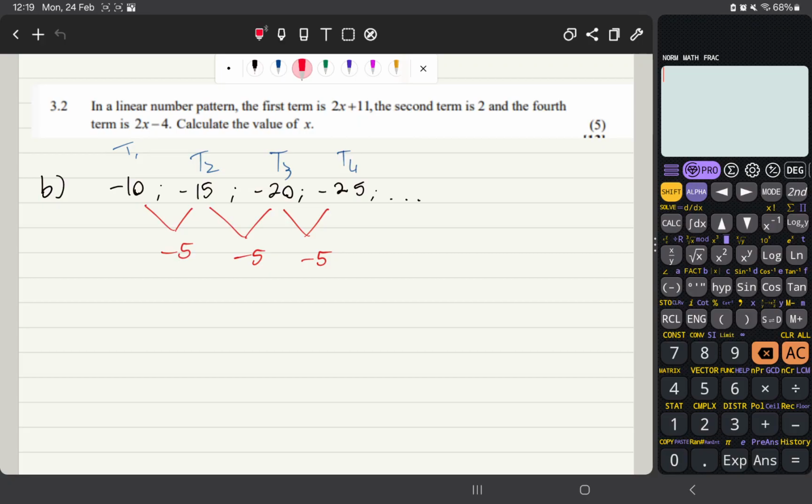Let us take T3 and I'm going to minus T1. I want to show you something. T3 is minus 20.